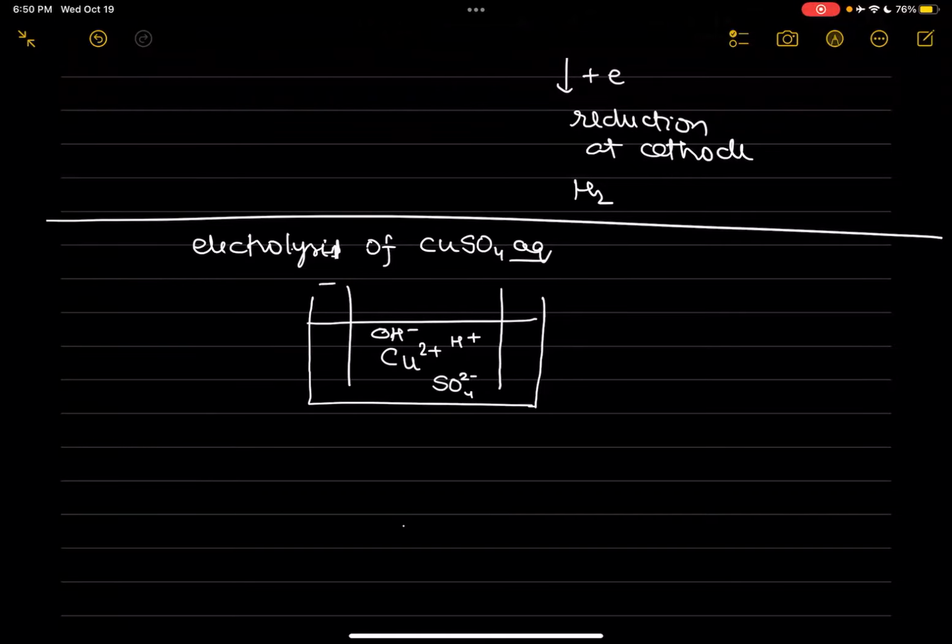Sometimes you take an inert electrode. What do you mean by inert electrode?